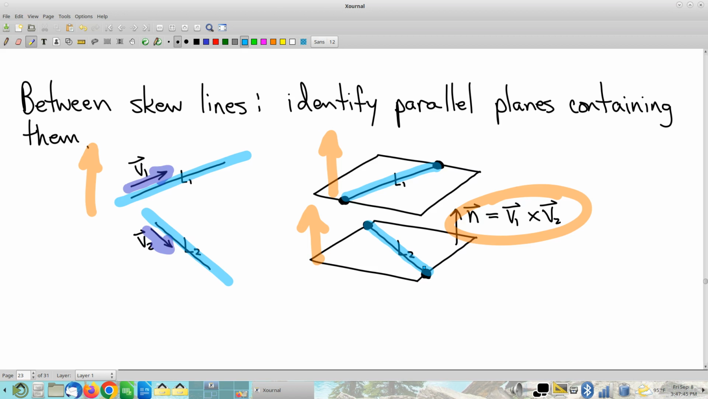Okay, so what have we done here? We haven't solved the problem. The problem was to find this distance, but we have translated the new question into an old question. How do I find the distance between these skew lines turns into how do I find the distance between these two parallel planes? And again, that was the last example that we did.